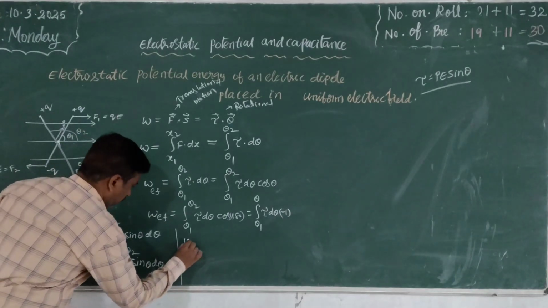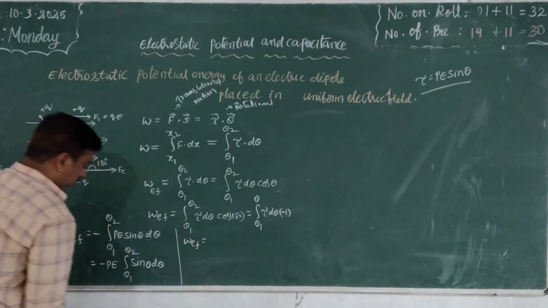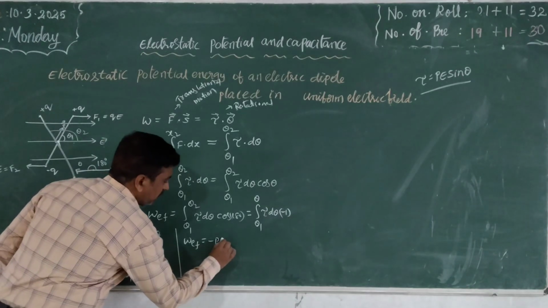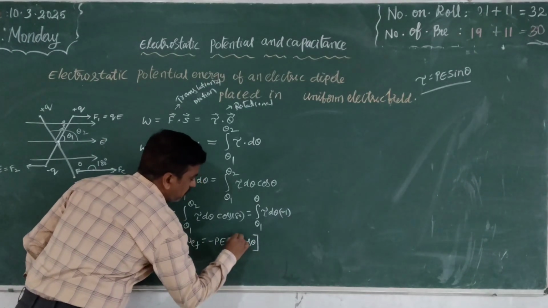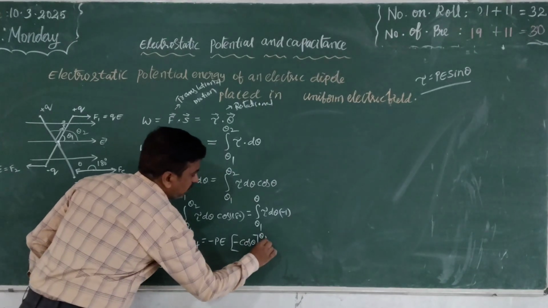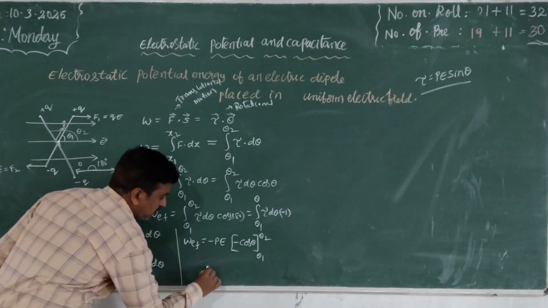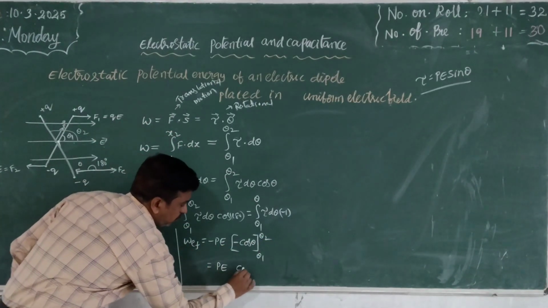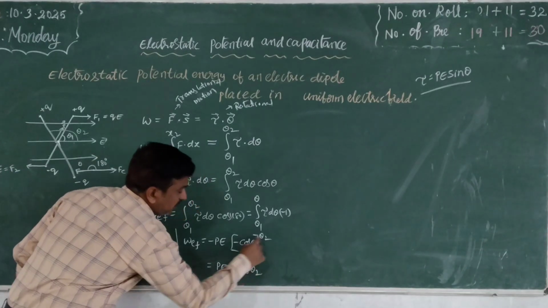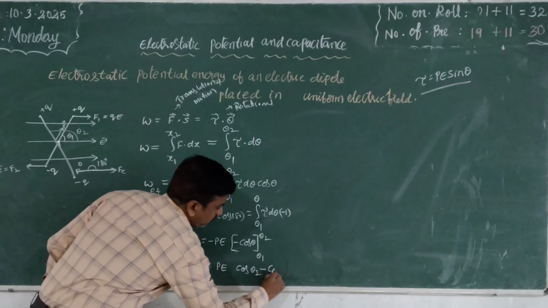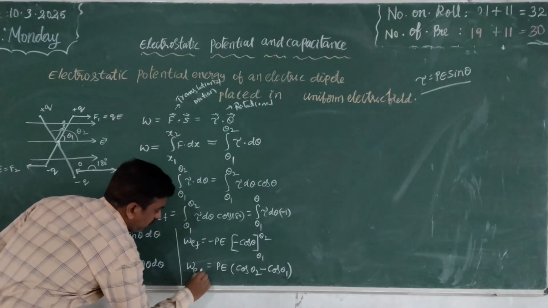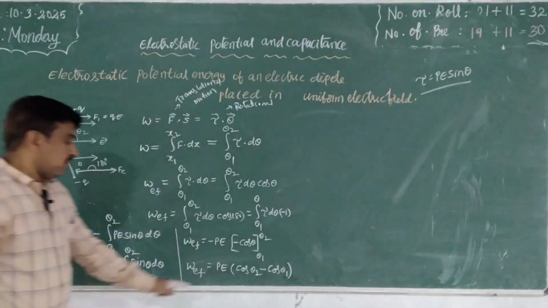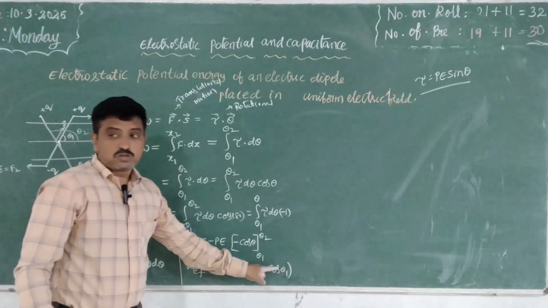See here, work done by the electric force equals minus pE times the integral of sin theta, which is minus cos theta, from theta 1 to theta 2. Minus into minus gives plus pE cos theta 2. First we write the upper limit, later the lower limit, so cos theta 1. What is the work done by the electric force? Now we get pE (cos theta 2 minus cos theta 1).